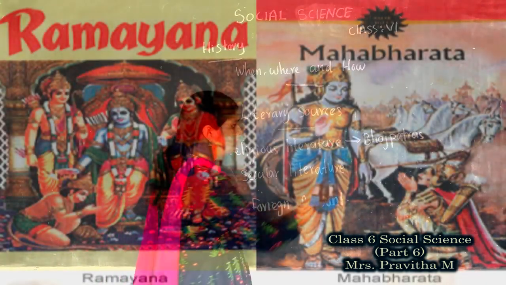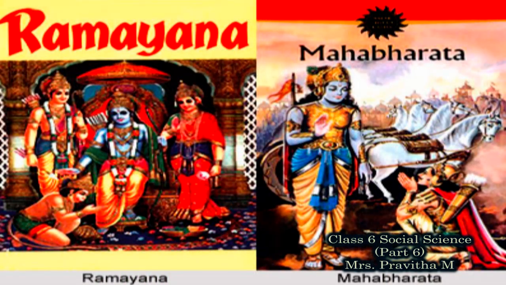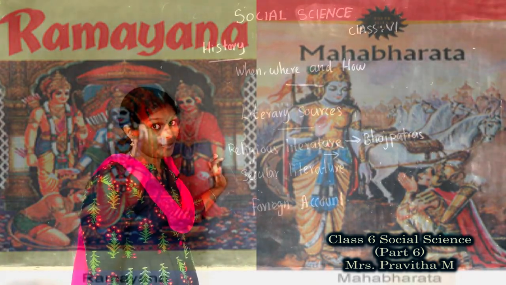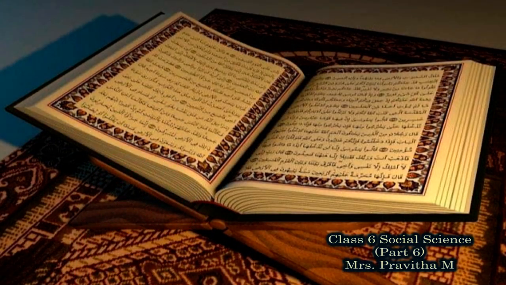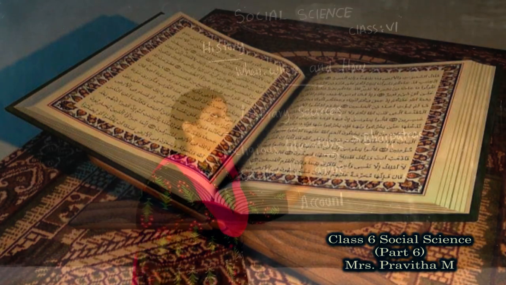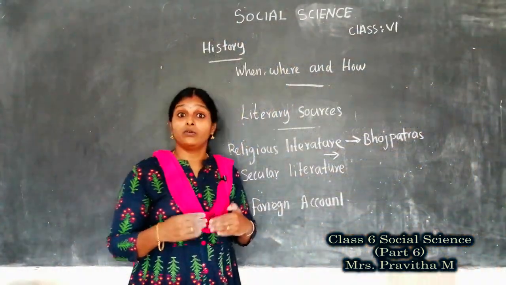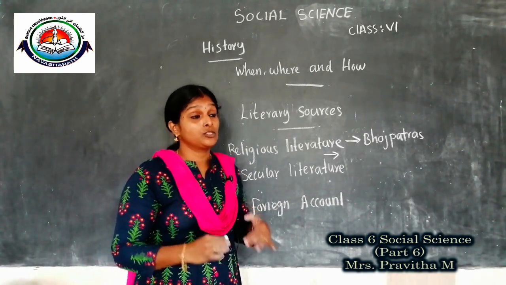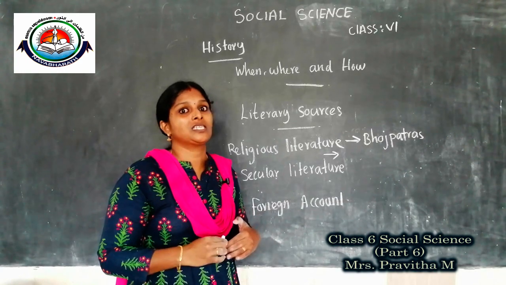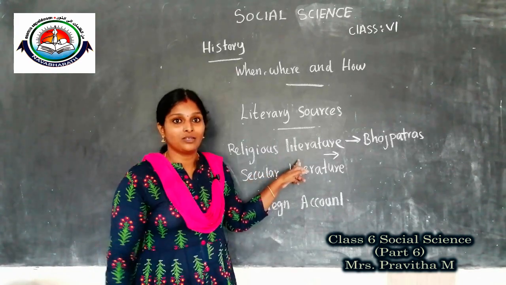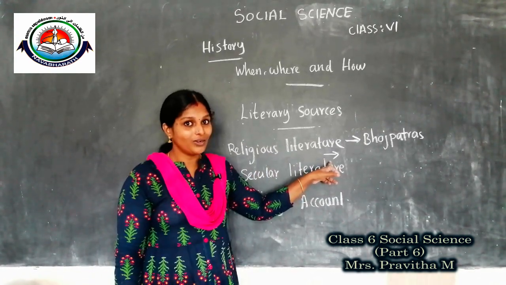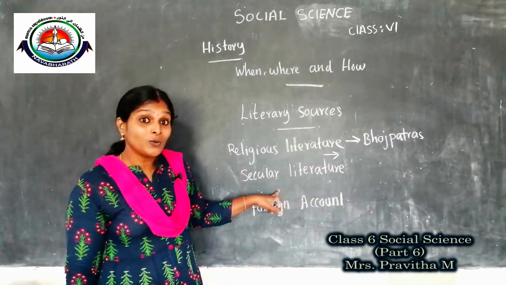Okay, I will tell some examples. Do you know which are the religious literatures? Tell me. Vedas, Ramayana, Mahabharata, Quran, Bible, etc. These are the main religious literatures. Children, these religious literatures gave a lot of information to historians about the social and cultural conditions that existed when the book was written. Got it? Okay. Now we will discuss secular literature.